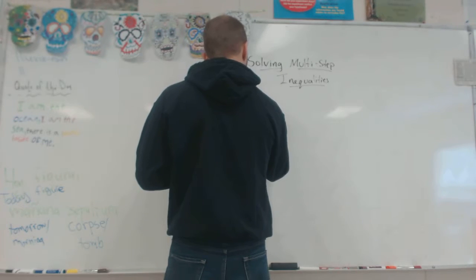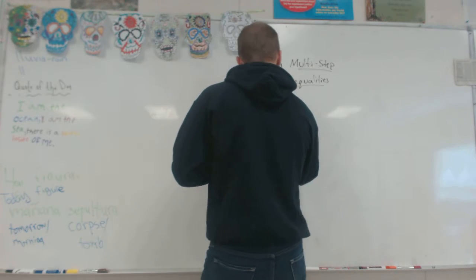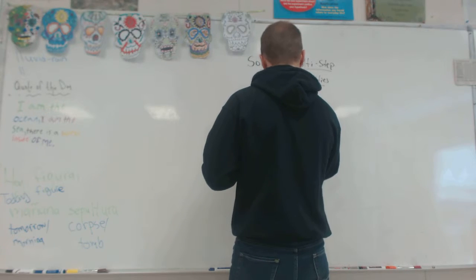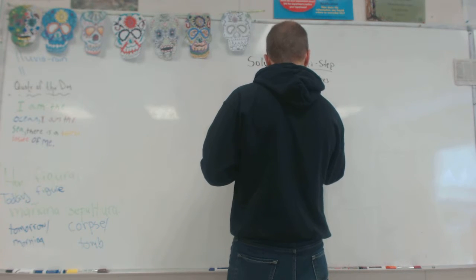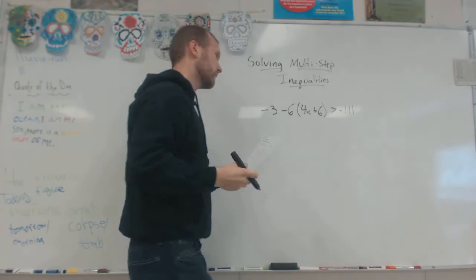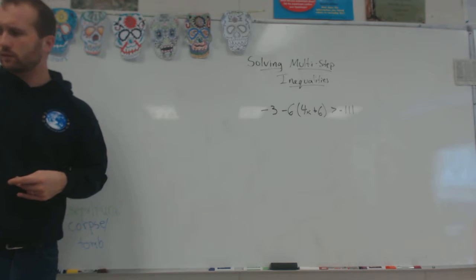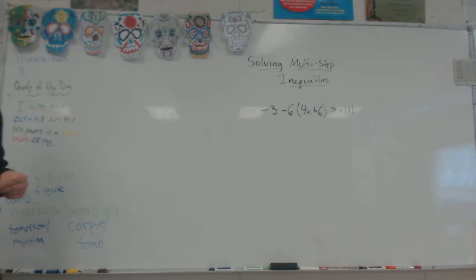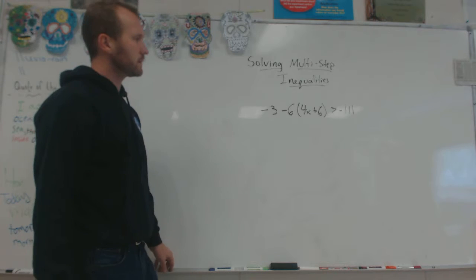Alright, what if I have this one? Negative 3 minus 6 times 4x plus 6. Ooh. There's a lot to do here.